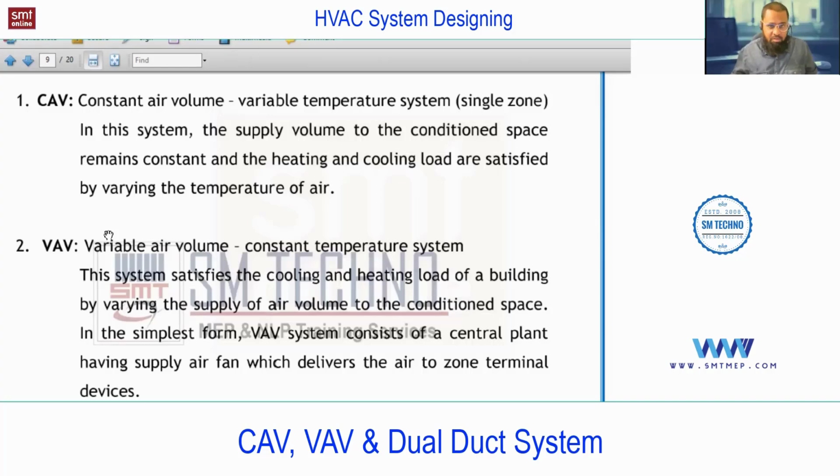Okay, VAV, this is also interesting. This is also very interesting and important as per the market. If you're dealing with a big project, then VAV is a good option. Or if you want multiple zones, in that case also, VAV is a good option. So what is it exactly? In short, we call it VAV. It's a variable air volume, constant temperature system.